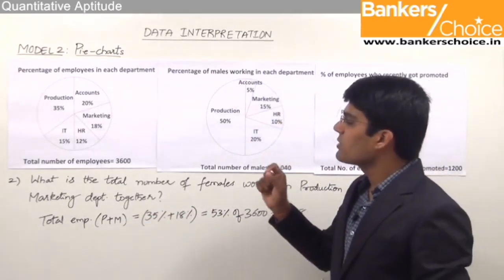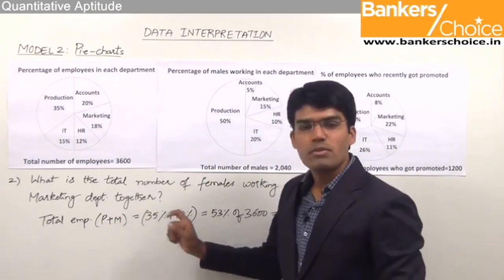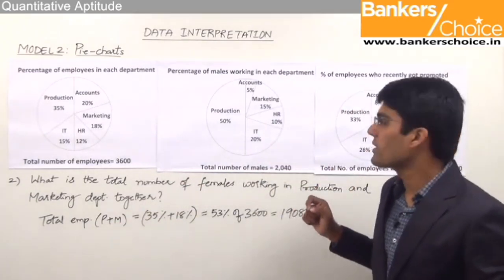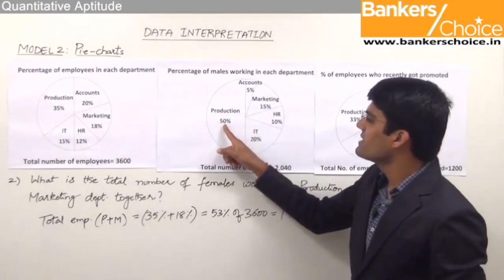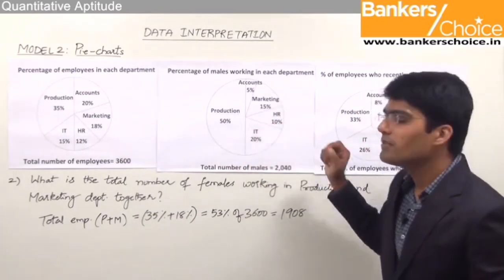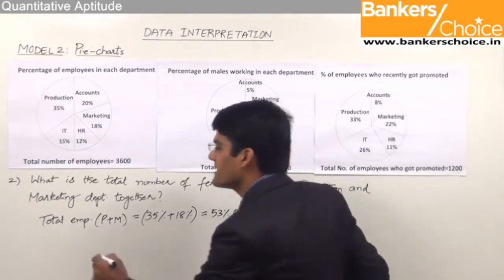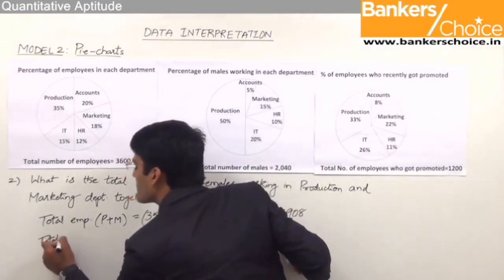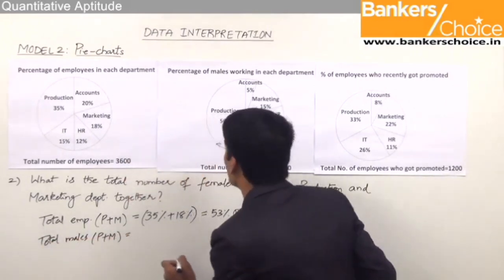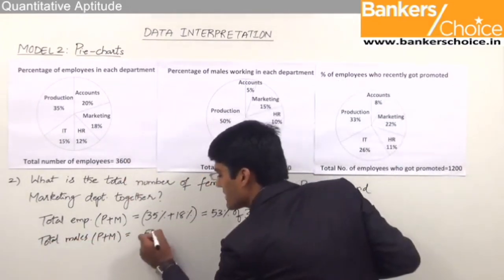Let us now see what are the total number of male employees in these two departments together. Now the second pie chart here is about number of male employees. So for production the percentage is 50 and for marketing it is 15. So 50 plus 15, total it is 65. So we can say that total males in production and marketing together will be equal to 50 plus 15%.